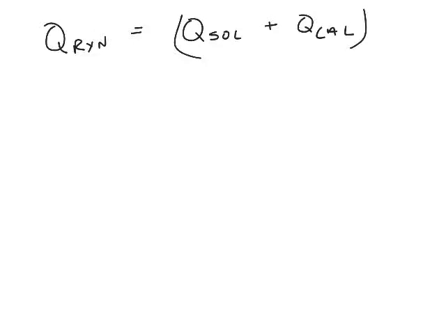Okay, so the Q, the amount of heat released by the reaction, equals the heat that we measured in the solution plus the heat that was lost to the calorimeter. Our reaction was an exothermic one. The solution was heating up. So all of this is going to be a negative value because the heat lost by the reaction is the heat gained by these two.